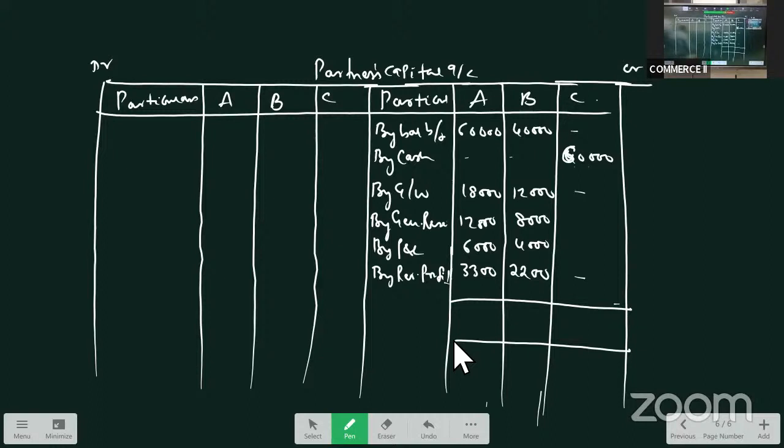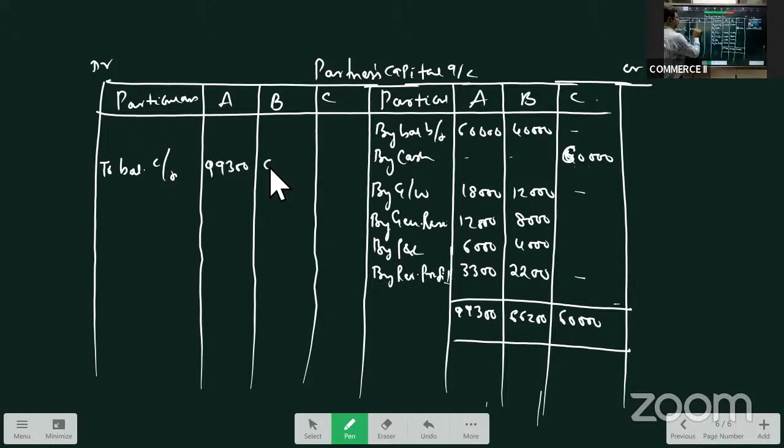Now let us do the sum up. What is the sum up you see? A's total would be 99,300, B's 66,200, and C's 60,000.